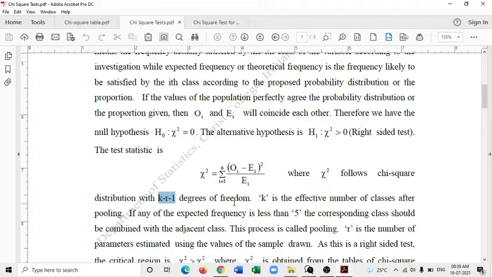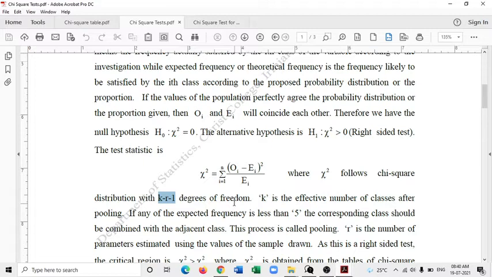k is the number of classes after pooling. So what is pooling? Pooling is the process of combining adjacent classes if any class has an expected frequency less than 5. So if there are n classes and there is one class with expected frequency less than 5, that class has to be combined with, or pooled with, the adjacent class.